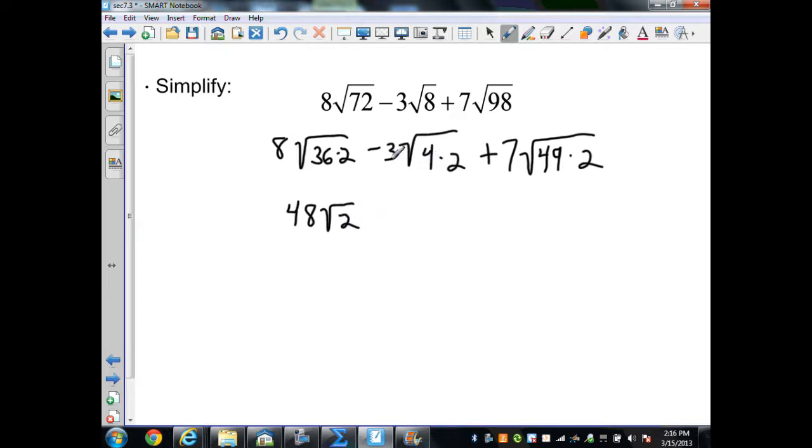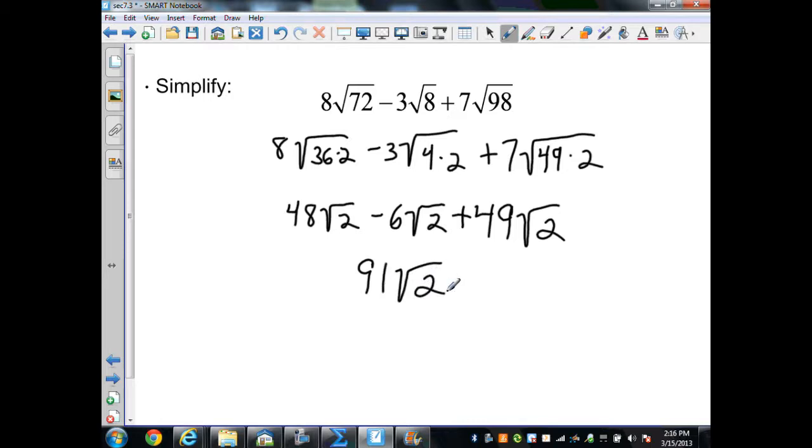Square root of 4 is 2. 2 times 3 is 6 square roots of 2. And the square root of 49 is 7, 7 times 7 is 49 square roots of 2. Now I just combine like terms. 48 minus 6 is 42. And 42 plus 49 is going to give me 91 square roots of 2.